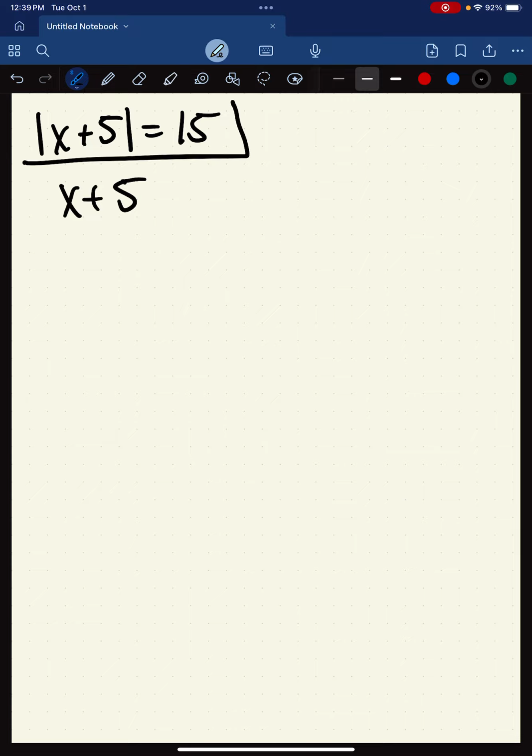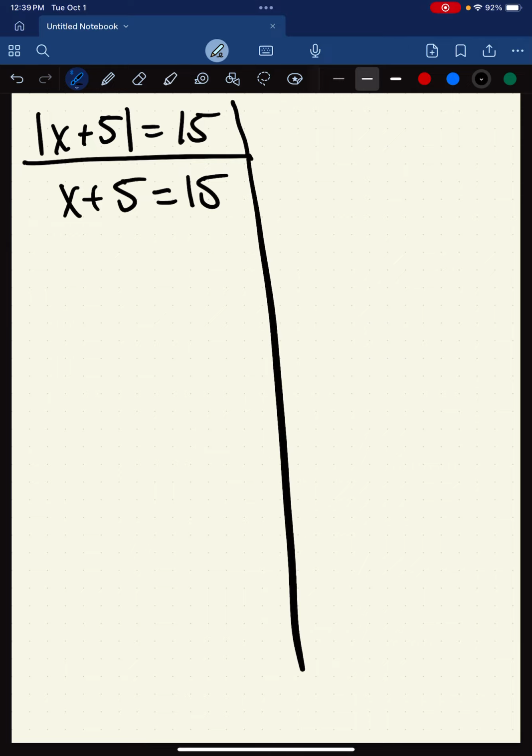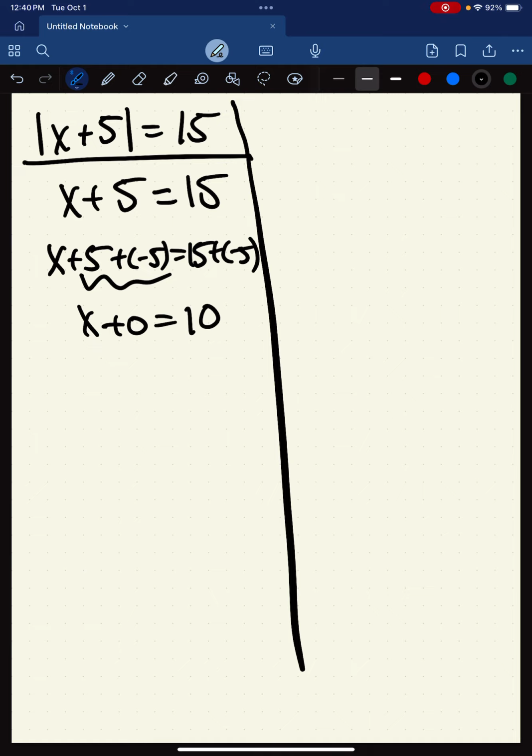So the first equation is x plus 5 is 15. Just removing the absolute value bars and solving it, you get x plus 5 is 15. That's pretty easy. We take both sides, add negative 5. On the left, this resolves the identity, which is 0. X plus 0. 15 plus negative 5 is 10. So we get x is 10.